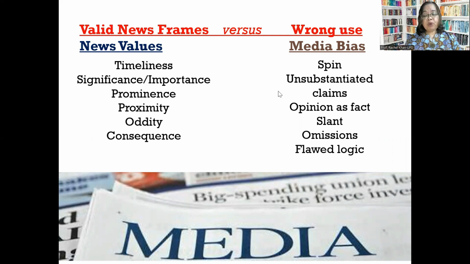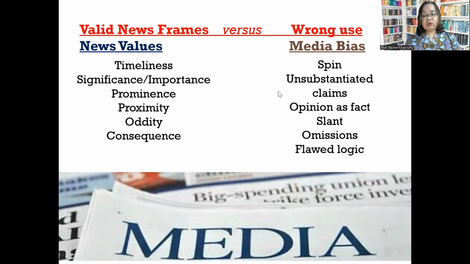When frames are used properly, it is devised through news values such as timeliness, the significance or importance of the event, prominence, proximity, that is how it is relevant to the immediate audience, oddity, something unusual or eye catching, and consequence, something that the audience needs to know.